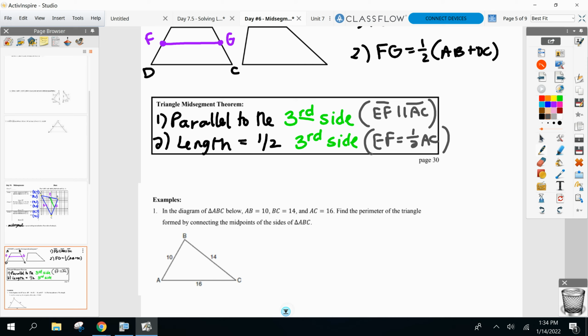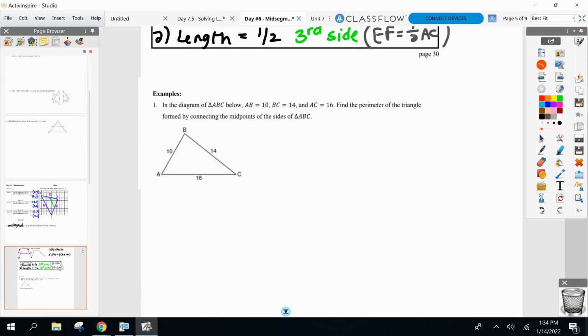All right, so let's talk here about our first example. Triangle ABC, we labeled the sides. What's the perimeter of the triangle that I form by connecting the midpoints of each side? So if I connect the midpoints of each side, what's the perimeter of that new triangle? Can we first connect the midpoint of BA to the midpoint of AC? How long is that midsegment?